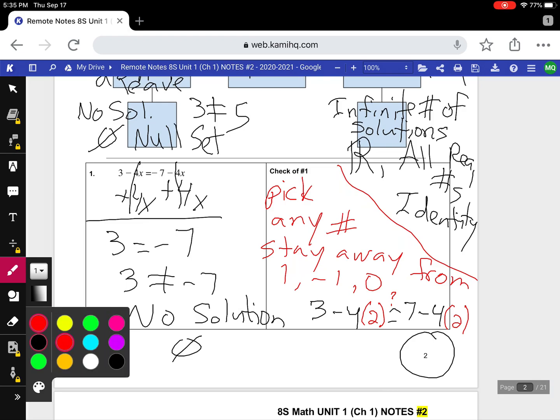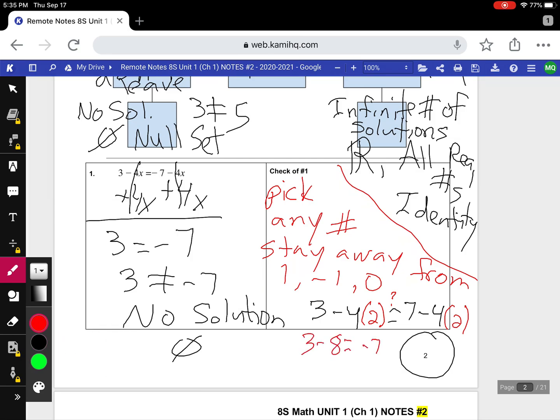Okay, so I'm going to go ahead and solve that. That is 3 minus 8 equals negative 7 minus 8. That's going to be negative 5 equals, what is that, negative 15. So you can see that I proved that there is no solution. Okay, and that's how I would do a check on that type of problem.